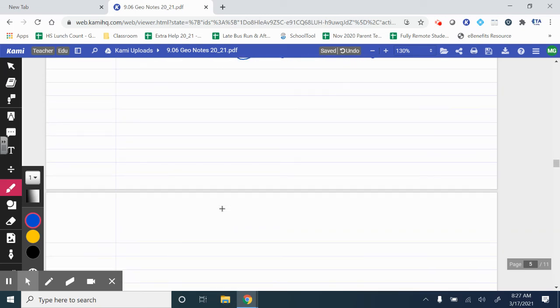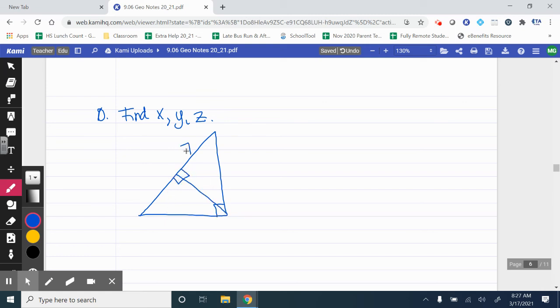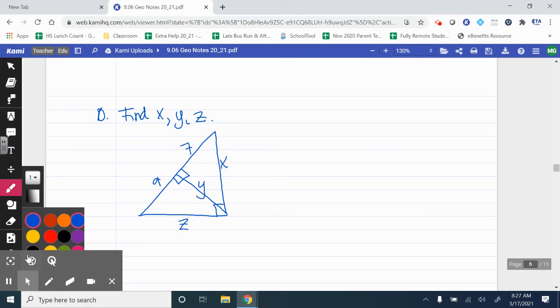All right. Number 10. Find X, Y, and Z. So right triangle with two right triangles inside. That's the picture you're looking for always. 7, 9, that's Y, that's X, and that's Z. Pause your video and see if you can find those three variables.